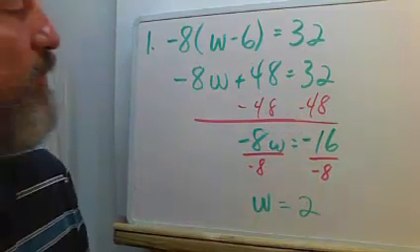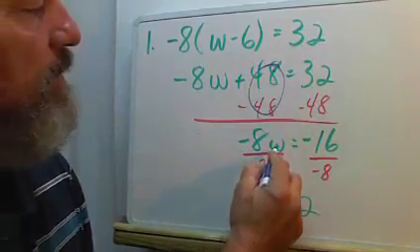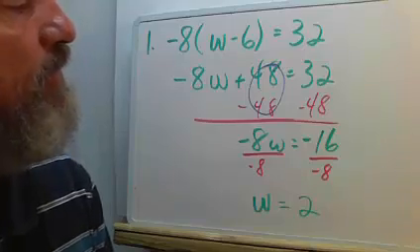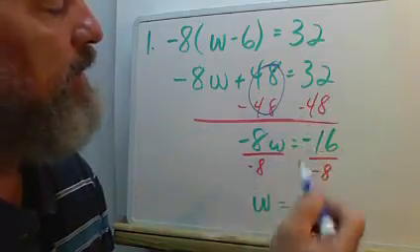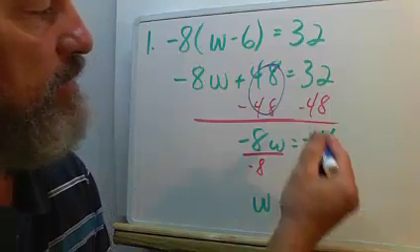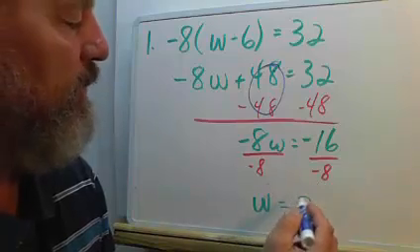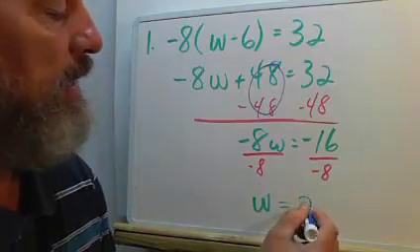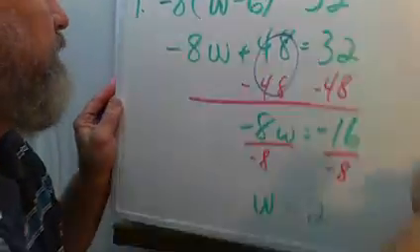We have a 0 pair right here. And we have negative 8w equals 32 minus 48. Take the difference between the two and apply the negative sign, which is negative 16 since it's more negative than positive. And divide both sides by negative 8, we get w equals 2. Again, if you put that solution into your original equation, you could have proven it yourself.